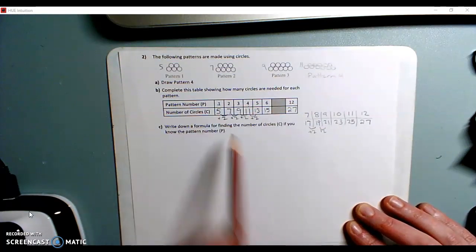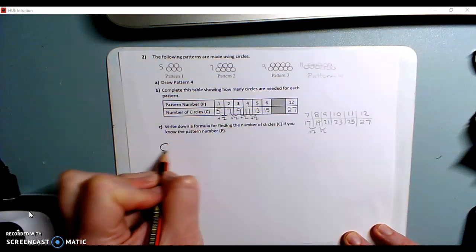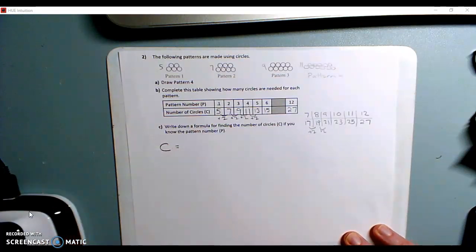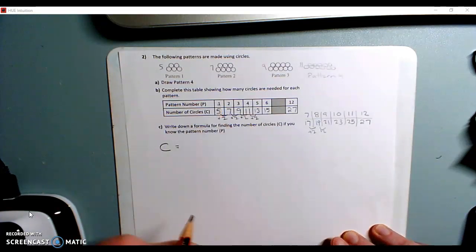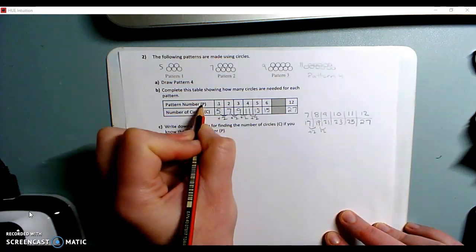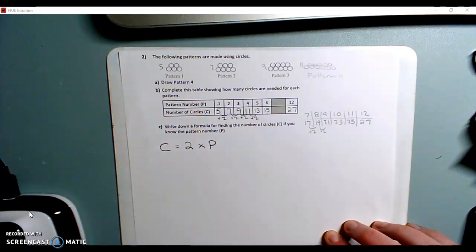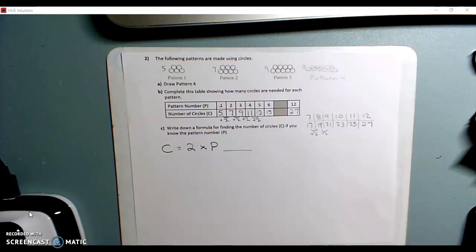Now we're on to the last part of this question. So here, we want to write down a formula for finding the number of circles C if you know the pattern number. Well, our rule helps us work this out. So we want to try and find C. But what we need to do is take our rule and multiply it by our pattern number. So our rule, we went up in 2, and we're going to multiply it by our pattern number here, our P. But something could be happening here, so we need to take a look at this.